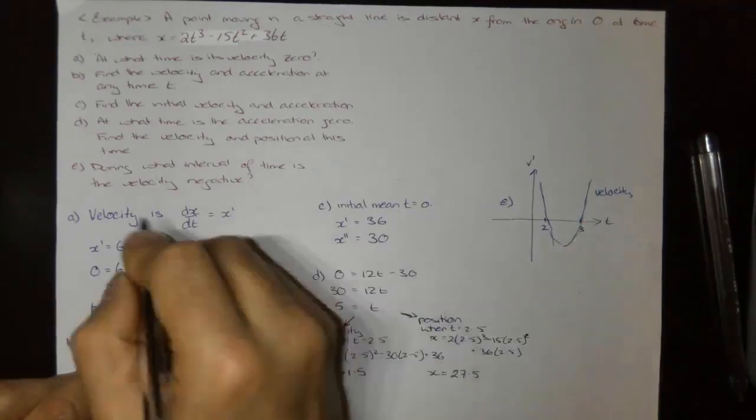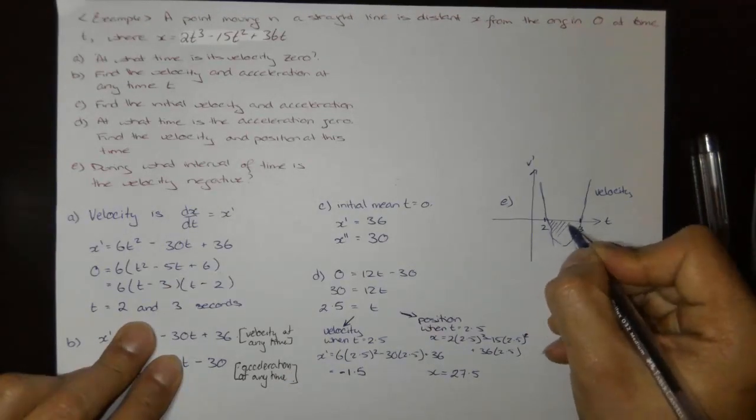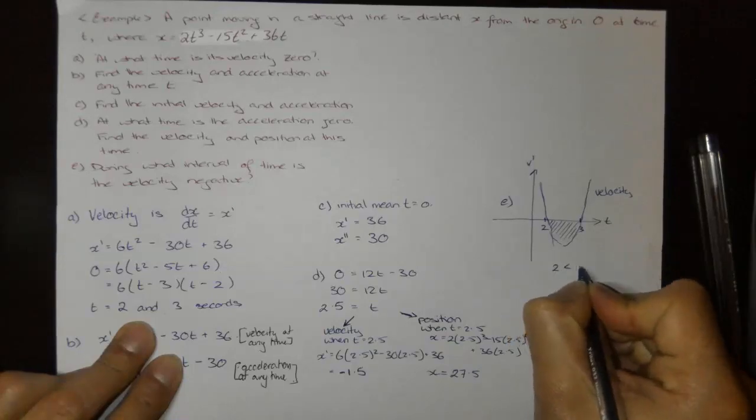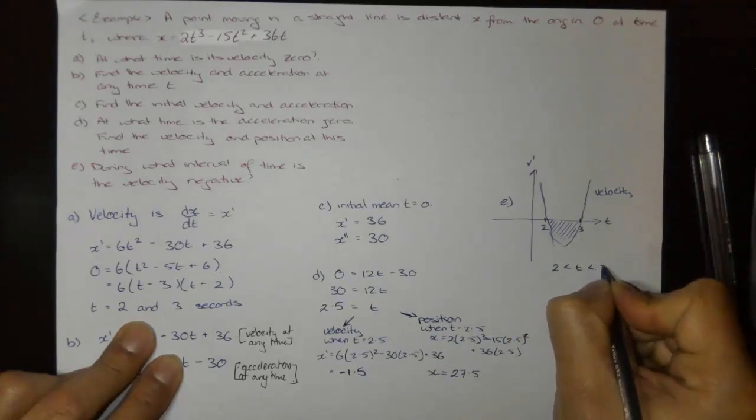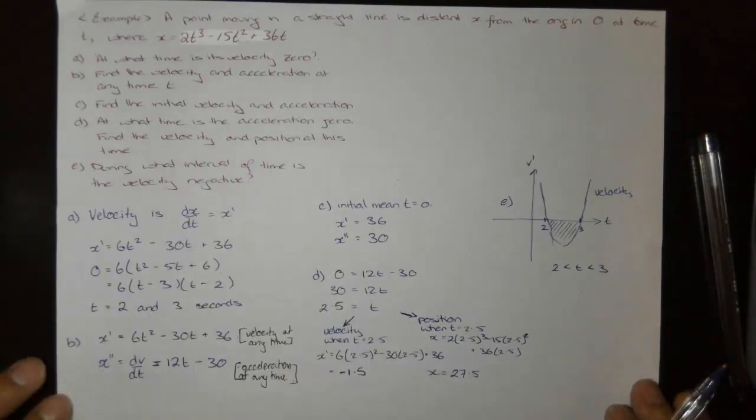It says, during what interval of time is the velocity negative? So when is it below that axis? That occurs when t is between 2 and 3 seconds. Okay, and that's the answer for these questions. Thank you very much.